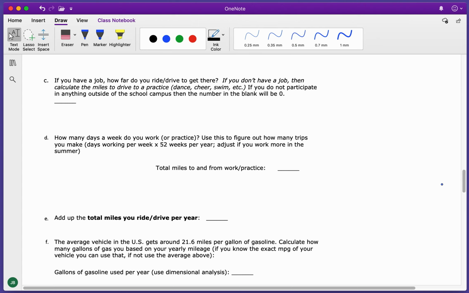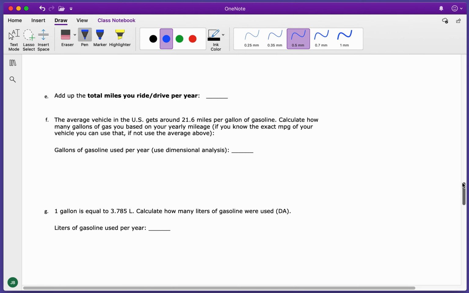Now, also, you're going to look at if you have a job, driving to that job. Or maybe you have a practice that you go to for dance, gymnastics, cheer, whatever it may be, track, swim. Whatever it is, and you drive, or even if you just ride in a car to and from practice. Once again, Google that distance. Don't forget to multiply it by 2 and how many days a week you do that. And that's going to give you your total miles that you drive or ride in a car every year.